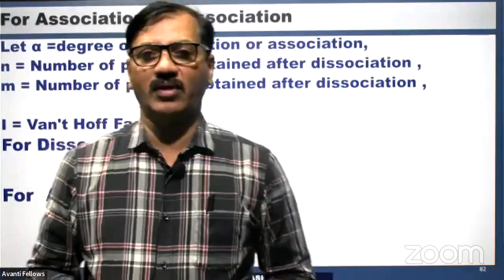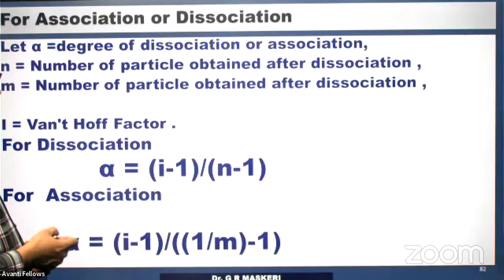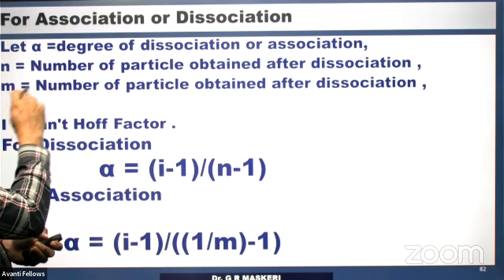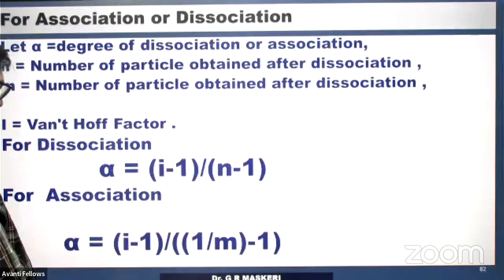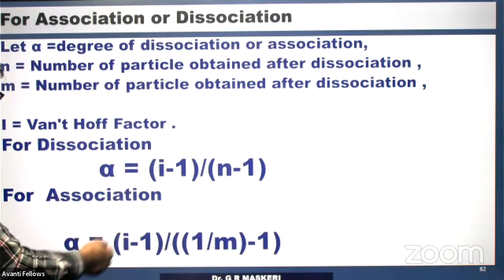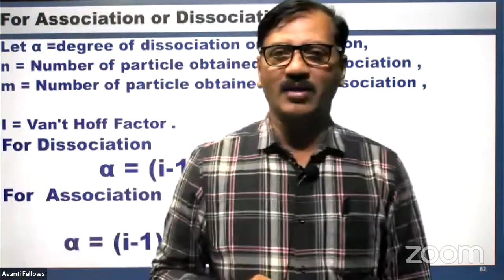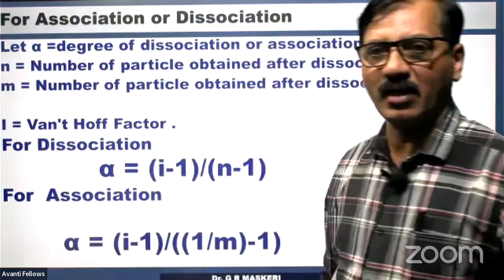I will tell you the simplest way of remembering and applying these things in the examinations. There are expressions given for dissociation. If alpha is the degree of dissociation and n is the number of particles obtained after dissociation, then alpha is equal to (i minus 1) divided by (n minus 1). For association, it is (i minus 1) divided by (1 by m minus 1). It may be difficult to remember. I will tell you a very easy way of applying them. If you are able to remember these, which are given in the books, that is well and good.